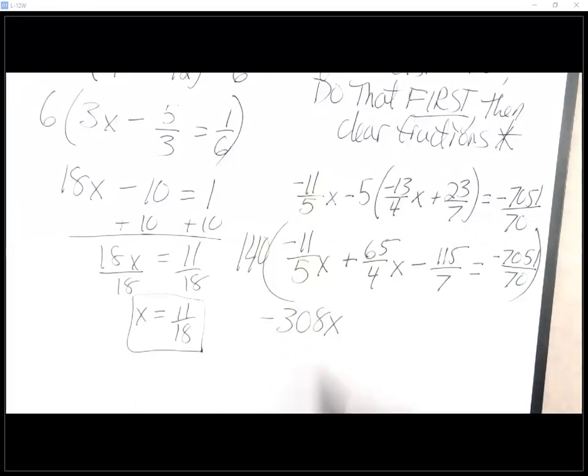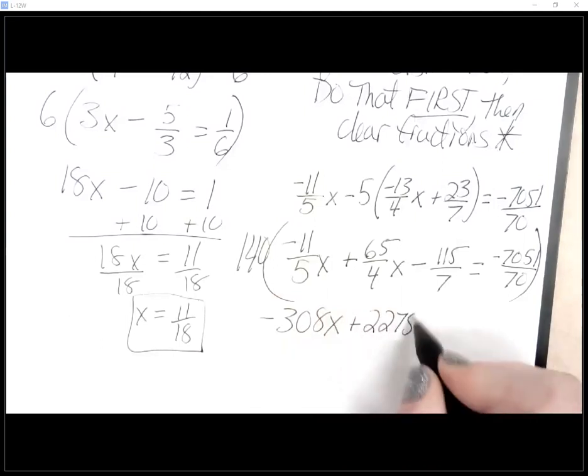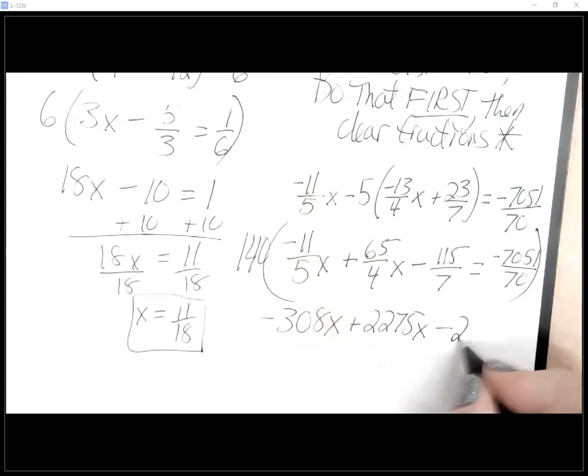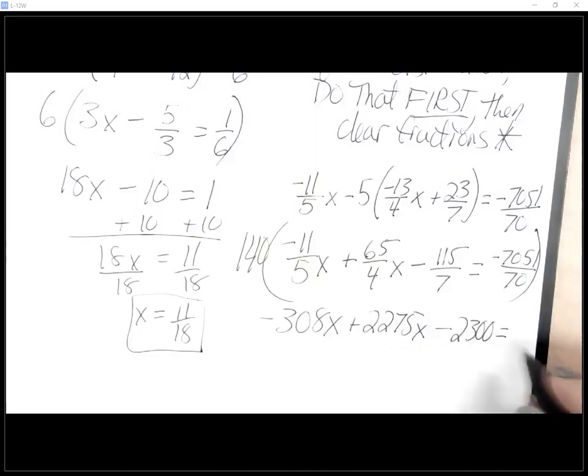And now I do the same thing. 140, I'm going to divide by 4. That's 35. Times the numerator, I get 2,275. Minus, now I have to do 140 divided by 7 times that numerator, 115. That's 2,300. And then one left. 140 divided by 70 is going to get me 2, times that numerator. So 7051 times 2 is -14,102. Of course, I'm going to run out of room.